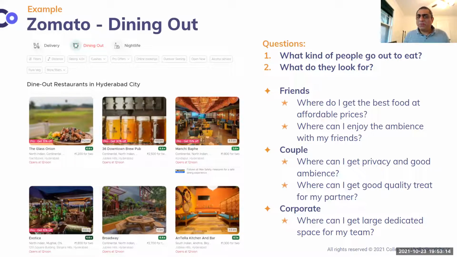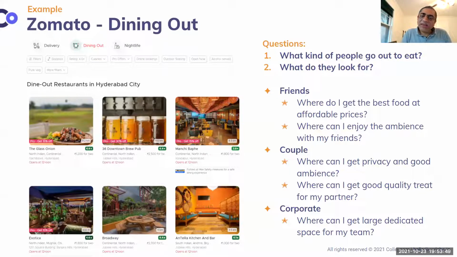The second group of people might be a couple, where people are looking for an intimate conversation or an ambiance where they would create memories. So you have a couple coming in who want to dine out, right? Now, the third one might be a corporate mindset. A corporate group is larger. They're basically looking to come in and dine. For them, they have different priorities, right?